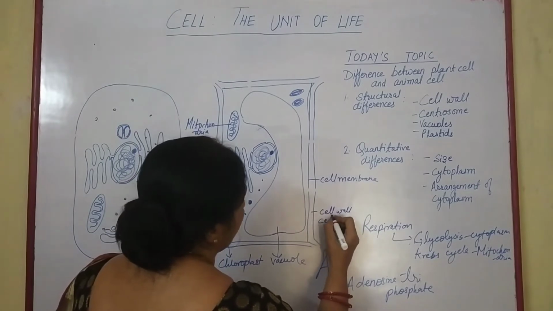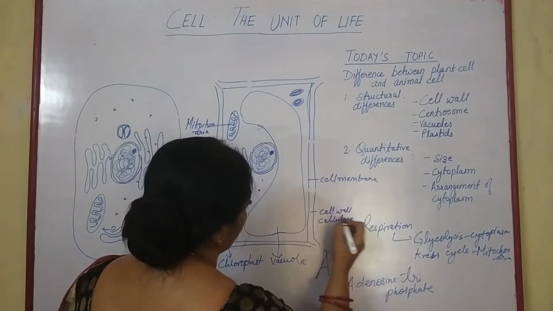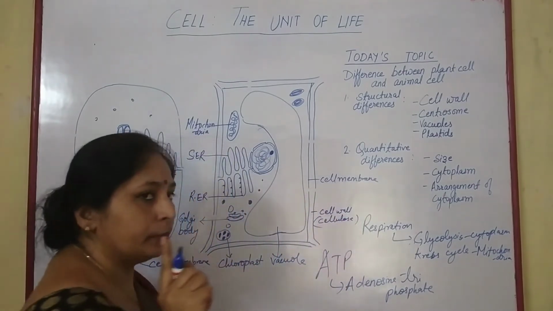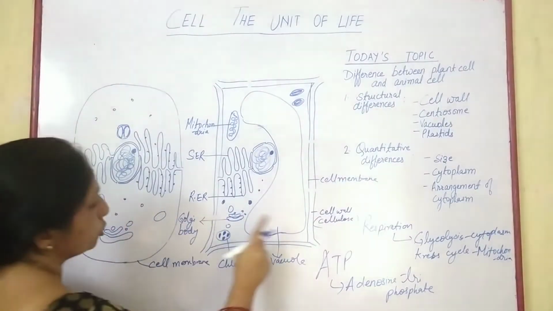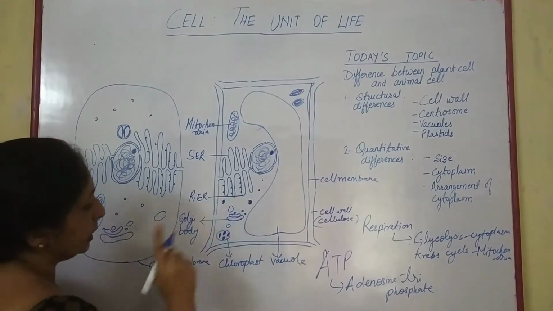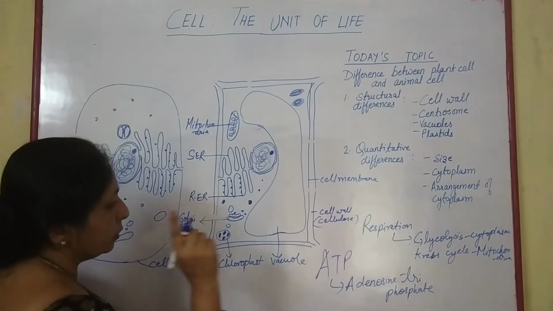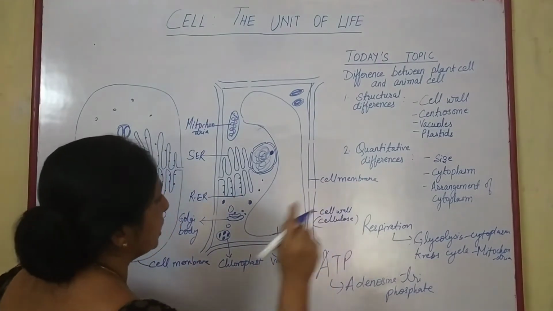Cell wall is made up of cellulose. Cell wall is present in plant cell only. In animal cell, cell wall is absent. So the first difference based on the cell wall is that in animal cell the cell wall is absent, and in plant cell the cell wall is present.